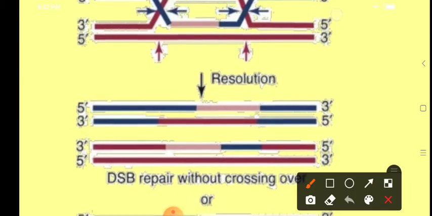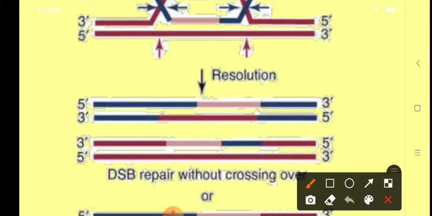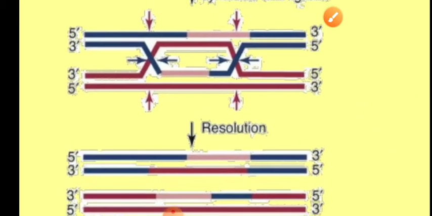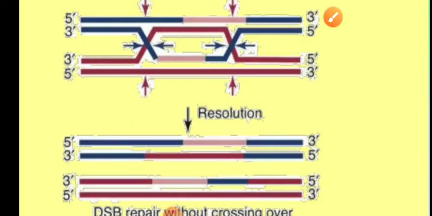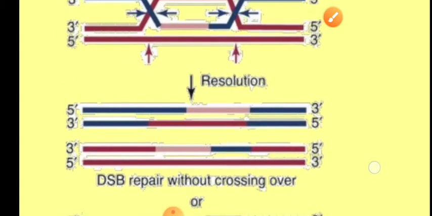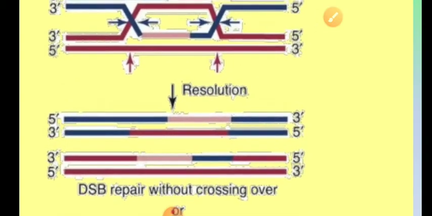So, see, this is how it has invaded, and against this strand, a new strand has been synthesized by the DNA polymerase enzyme. A new strand has been synthesized by the DNA polymerase enzyme. So, there is no crossing over actually, and repair has taken place. But it does not result in recombination, right?